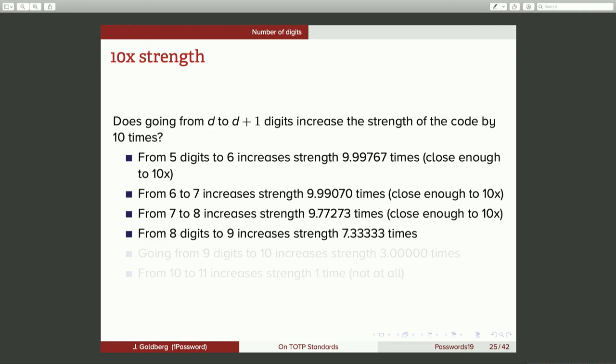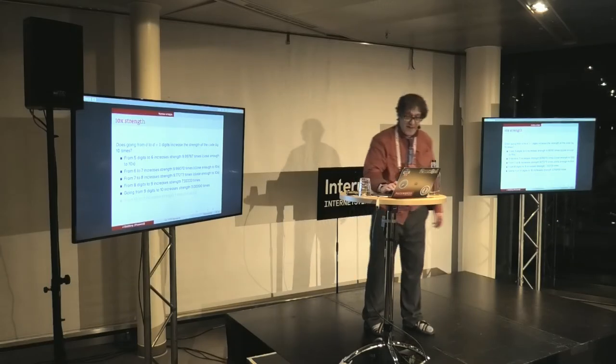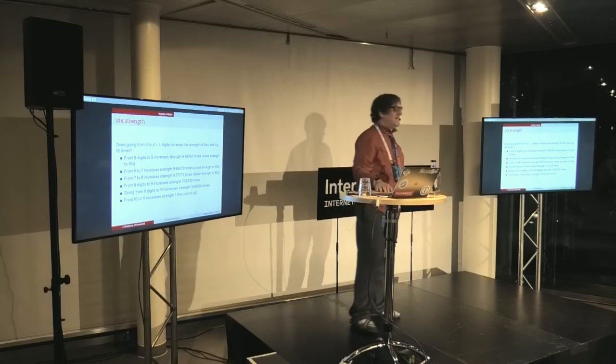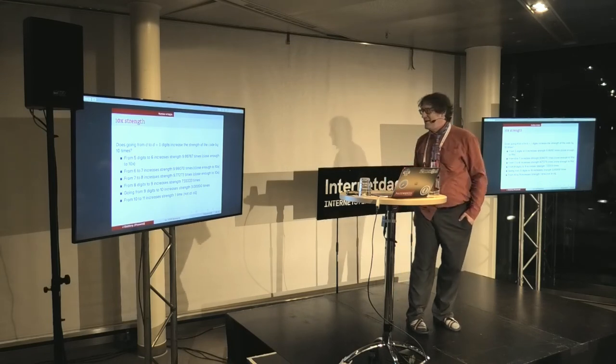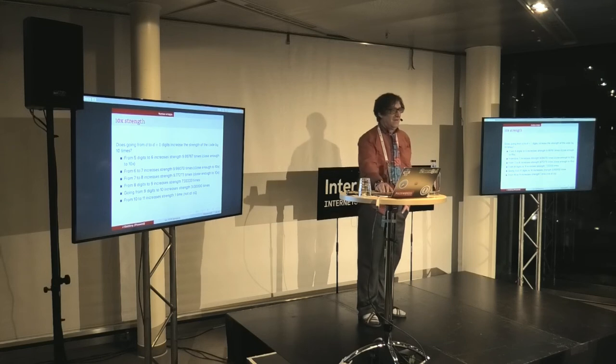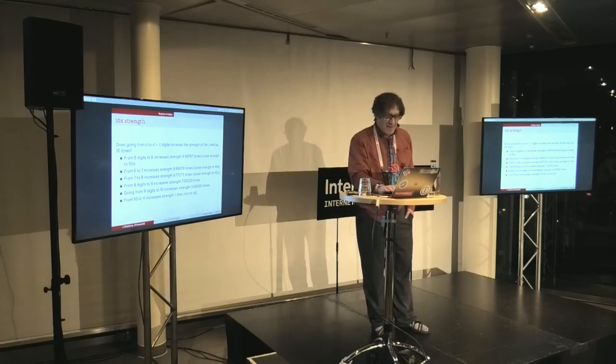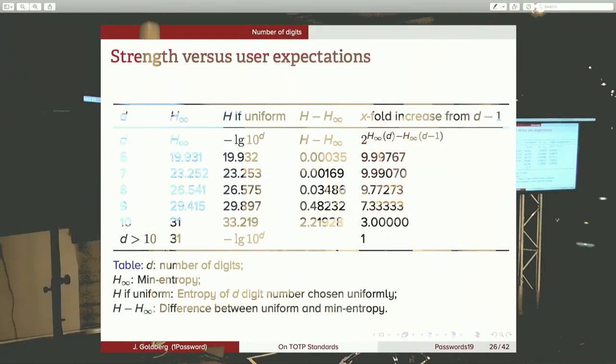Going from 8 digits to 9 digits only gives you a 7 and a third fold increase in strength. Going from 9 digits to 10 digits gives you a strength increase of approximately 3. Really, it's not actually exactly 3. It just turns out to be really close to 3, but I rounded to that. If you want to find out how much, you just do the math that's in Appendix A. And going from 10 digits to 11, or any increase after that, does not increase the strength at all. Not a bit. So there's a table of stuff.